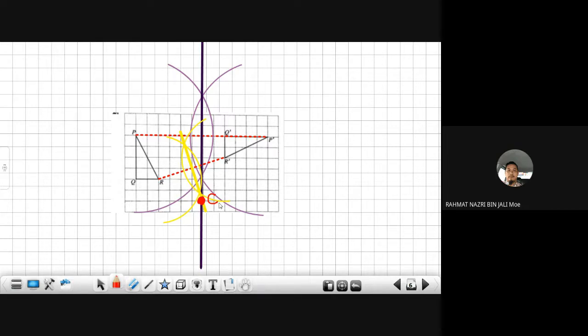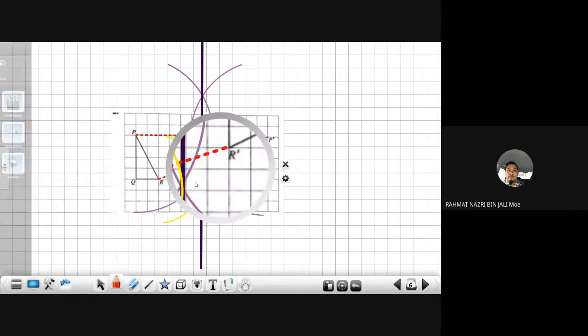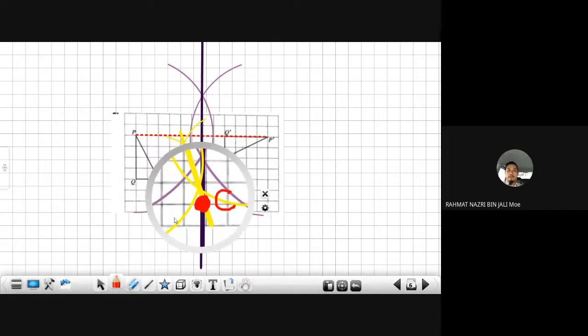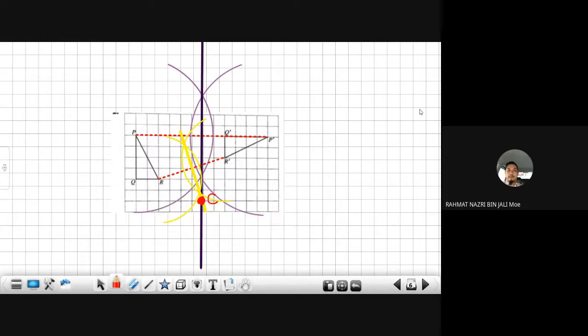Boleh? Semua dapat? Saya zoom in. Yang ternampak ni. Boleh nampak? Saya zoom in. Satu petak daripada bottom line. So here, C located. Okay. Saya besarkan page ini, tak boleh. Okay, finish. Question number 2.